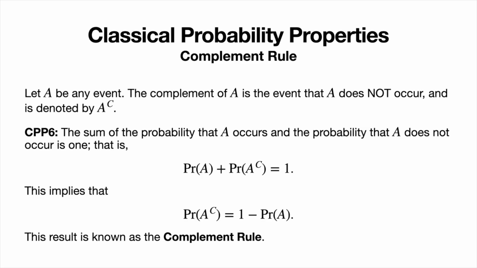Next, let's look at property 6. Now let A be any event. The complement of A is the event that A does not occur, and this is denoted by A with a C in the superscript. Property 6 says that the sum of the probability that A occurs and the probability that A does not occur is equal to 1. That is, the probability of A plus the probability of the complement of A will always be equal to 1. This result is known as the complement rule, and it's a very, very useful probability rule. Note that you often see this written as the probability of a complement equal to 1 minus the probability of A.